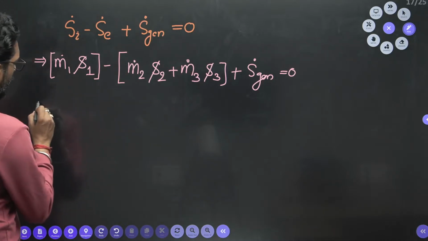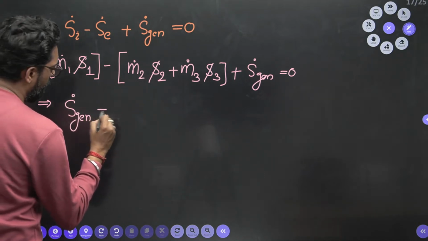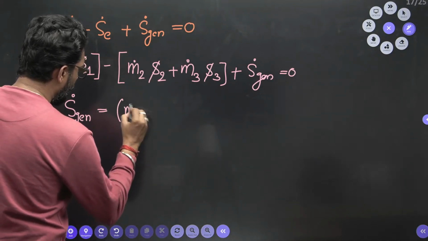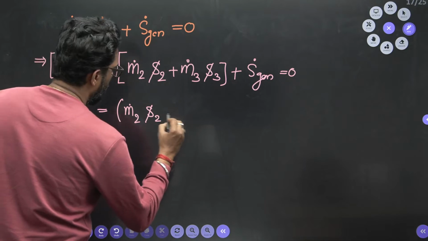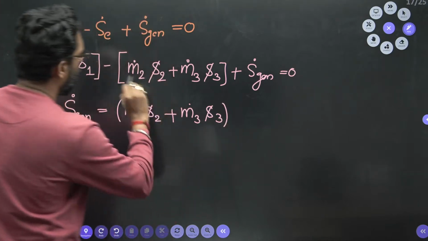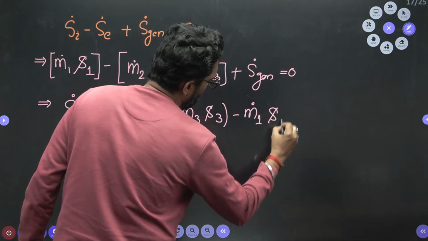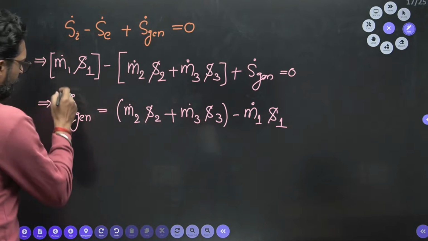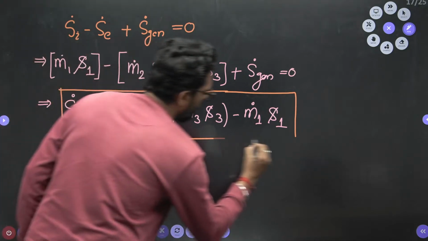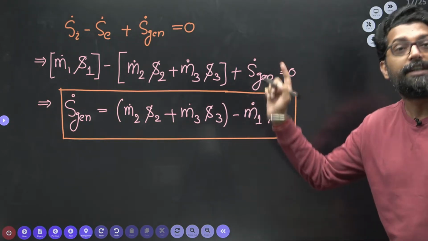Now, what is the entropy generation? Rate of entropy generation, if you rearrange this, is m dot 2 times S2 plus m dot 3 times S3, minus m dot 1 times S1. So, this is your required equation. This is your entropy balance for this device.